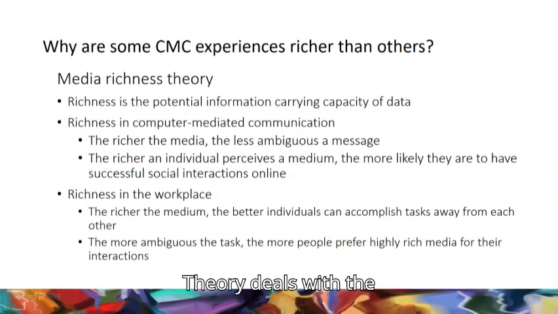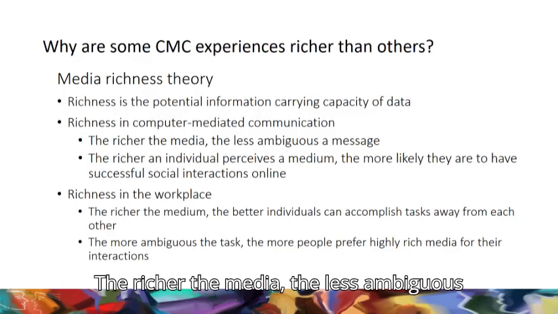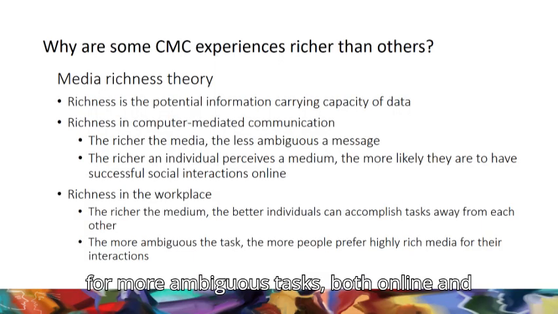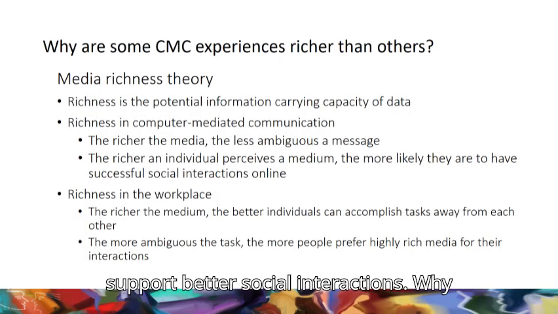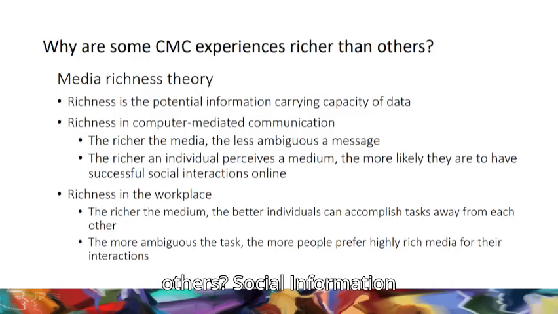Media richness theory deals with the information carrying capacity of data. The richer the media, the less ambiguous the message. People prefer richer media for more ambiguous tasks, both online and in the workplace, and richer media support better social interactions. Why are some CMC experiences richer than others?